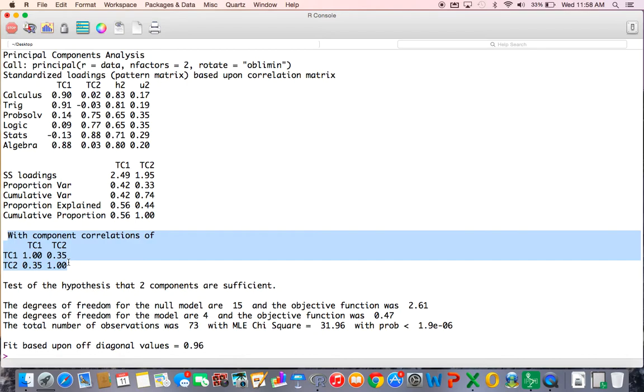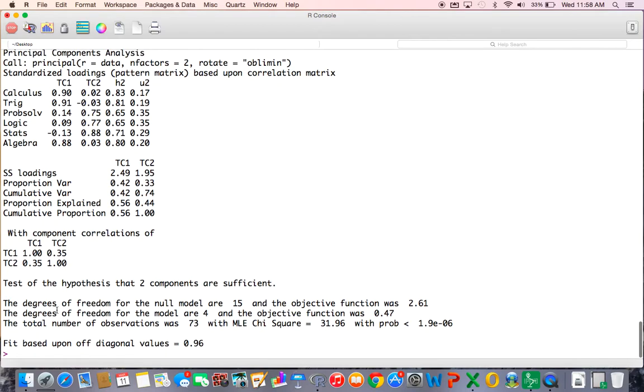Now, if I had correlations between component 1 and component 2 that was less than 0.3, then I would feel comfortable with just reporting what I got from the orthogonal rotation. But you know, again, it's a close call. But with the 0.35, I would feel more comfortable controlling for that and running the oblique rotation, which we just did.